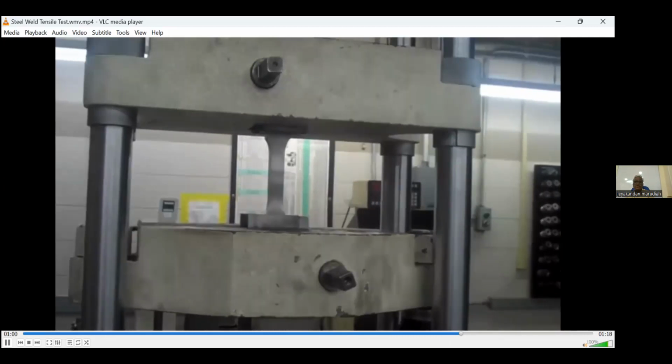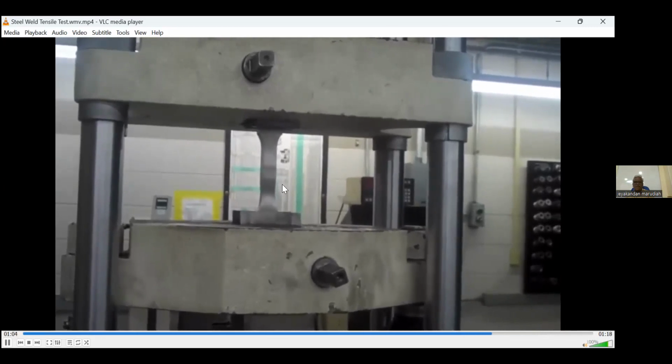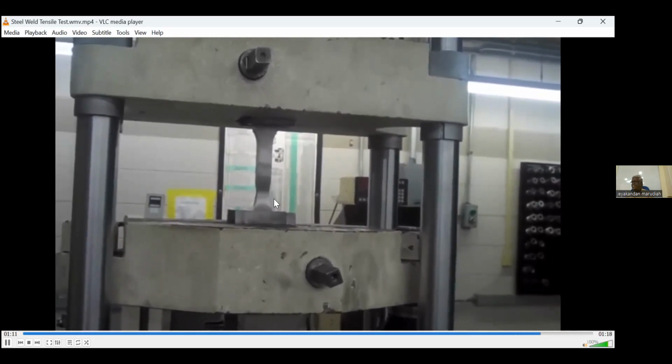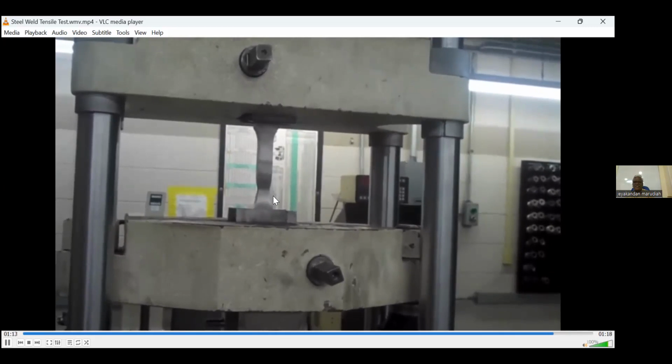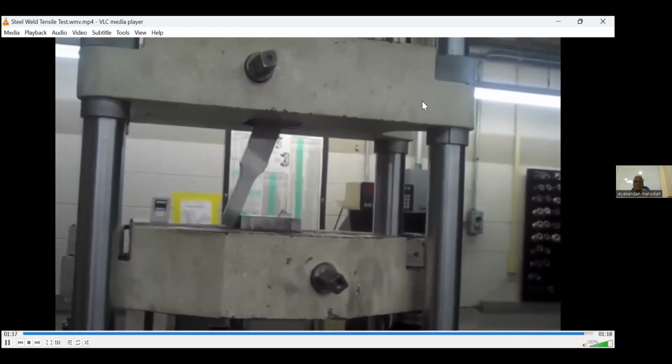Now you see where it is going to break: top, bottom, or middle. You can see here, this is the necking. You can see the dimension is changing here. Okay, so now it's broken. Now we will measure the load that is shown on the machine.